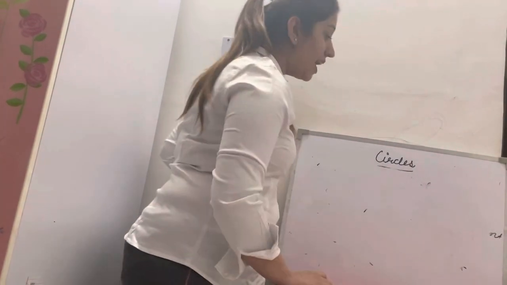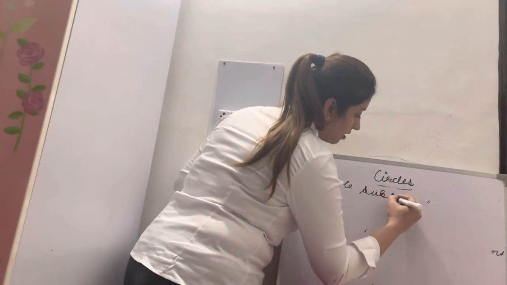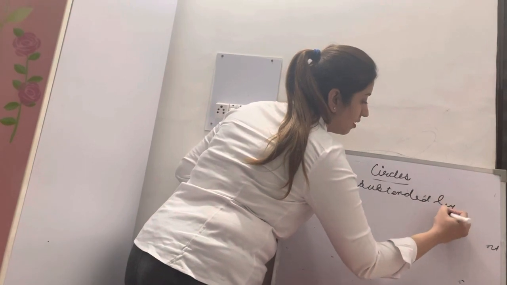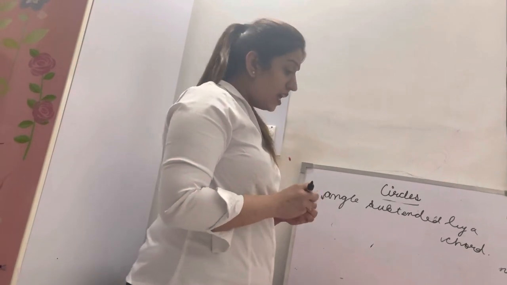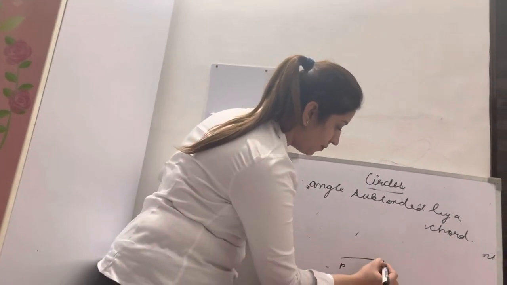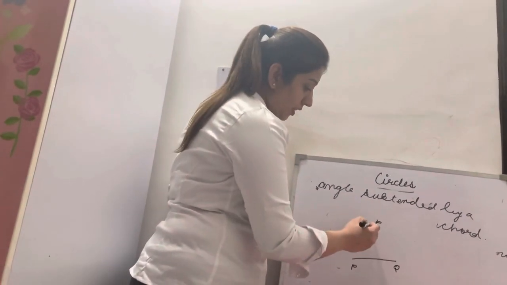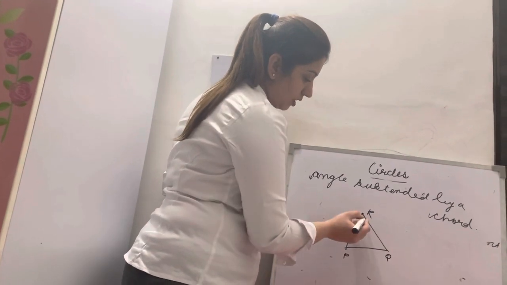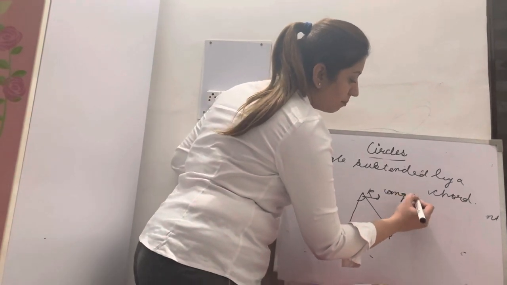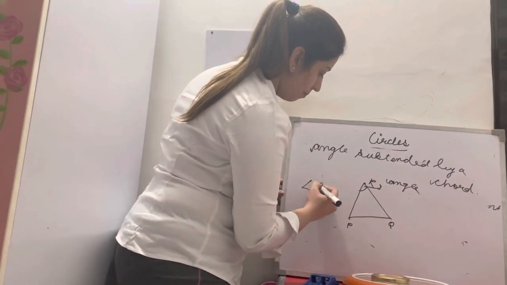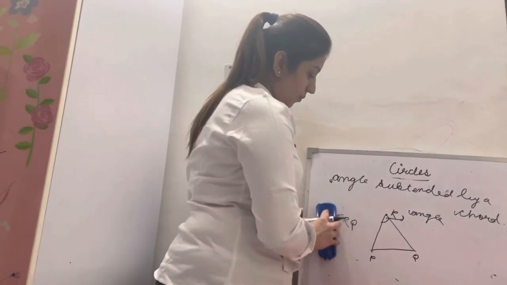Next comes the angle subtended by a chord. What do we mean by the angle subtended by a chord? If I have a chord PQ or a line segment here, and a point R, and I join R with P and R with Q, the angle formed with the chord PQ is the angle subtended by the chord PQ, which means angle PRQ is the angle subtended by the chord PQ.